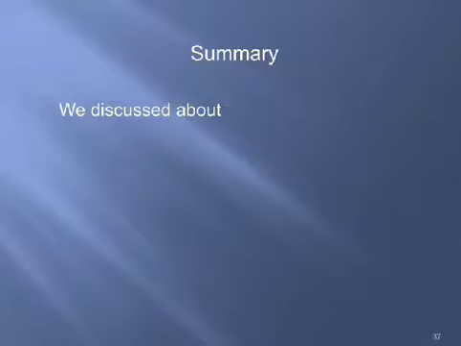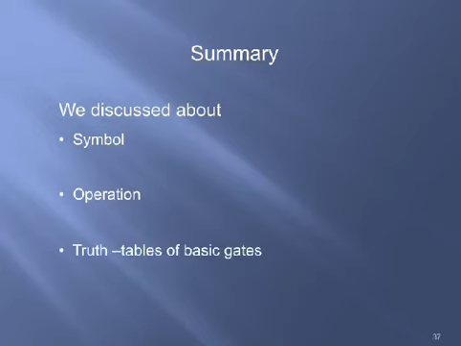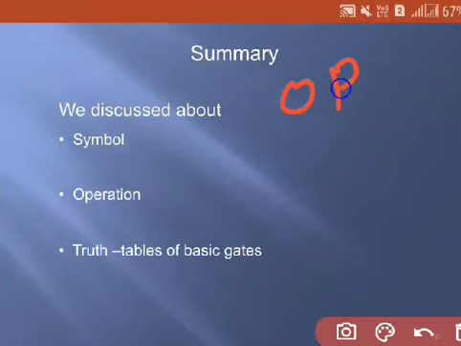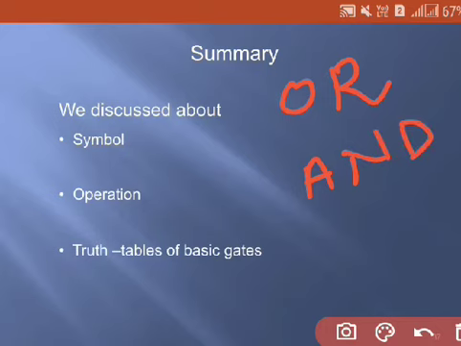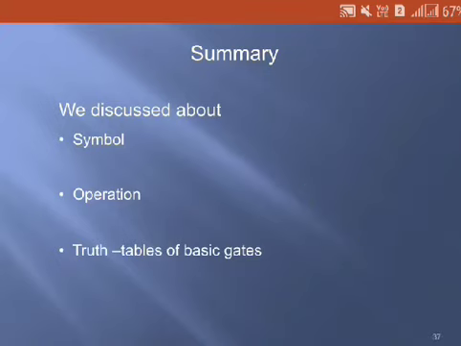Next we will move on to the summary. We have discussed the symbol, operation and truth tables of all the basic gates, that is OR, AND and NOT. These are the 3 basic gates available, and we have seen in detail the symbol of the OR gate, the operation of the OR gate and the truth tables of all the basic gates.